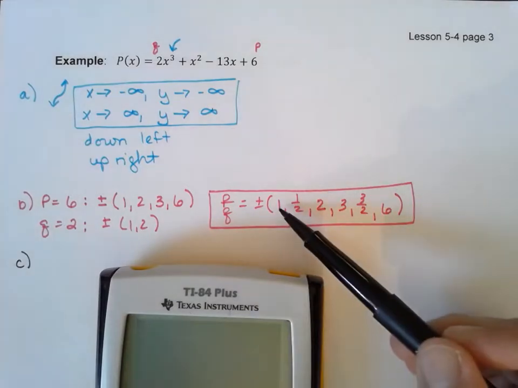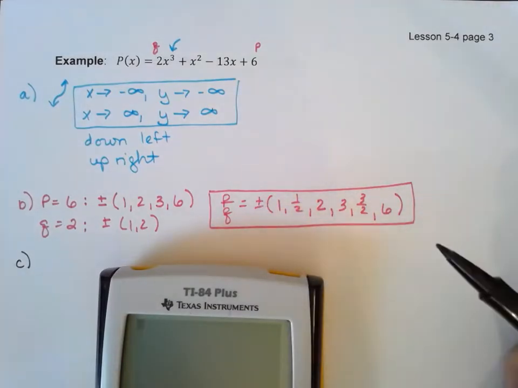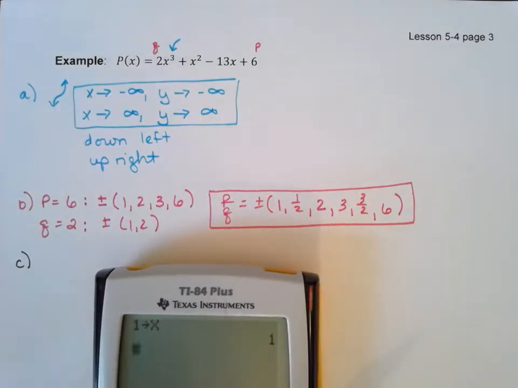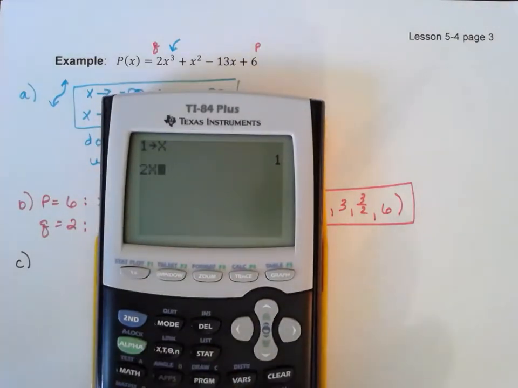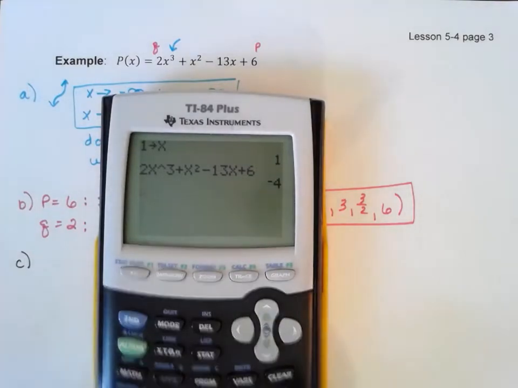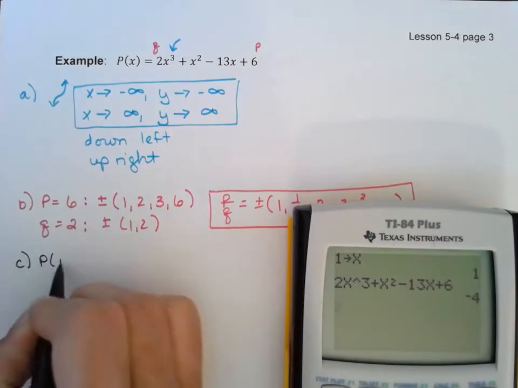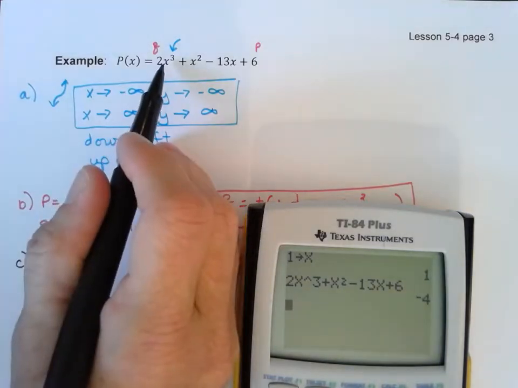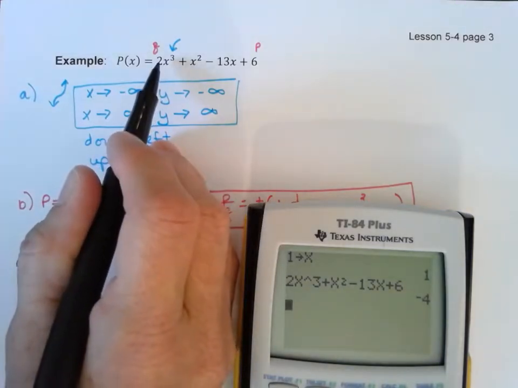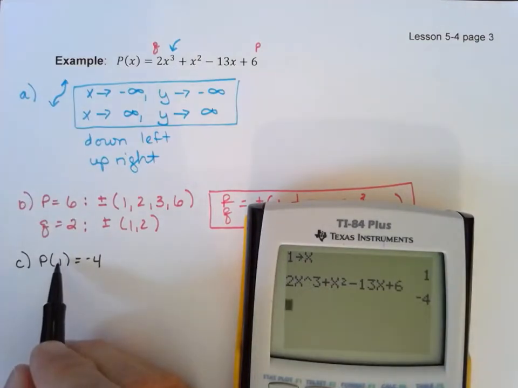What I'm going to do is I always start with the very first one, and I start with the positive. So let's just store 1 to x, enter. Then I go up there and enter my function. X cubed plus x squared. Okay, I think that's right. So I found p of 1 was negative 4. That means when I plug this in, I get a negative 4. If I don't get a 0, then that's not a 0 of my polynomial.